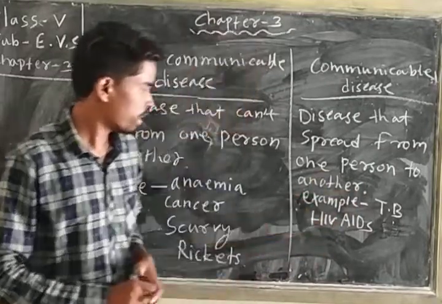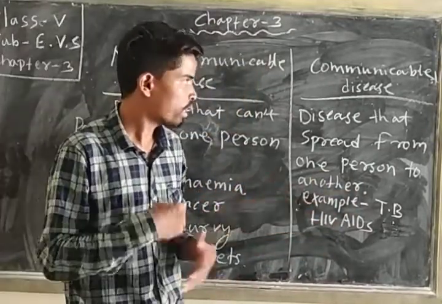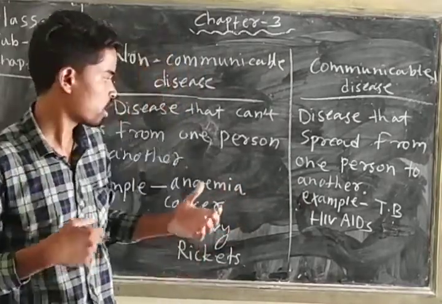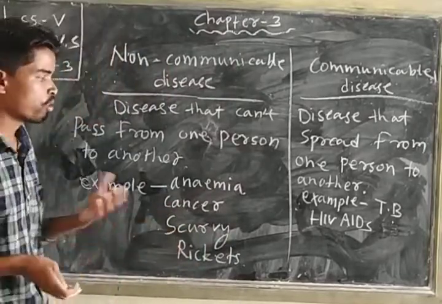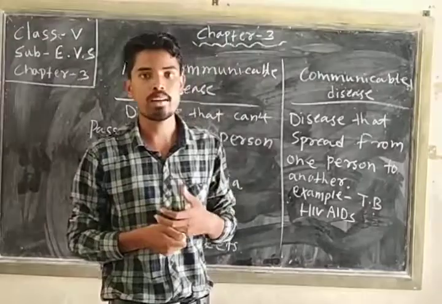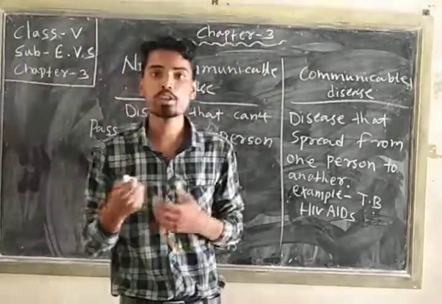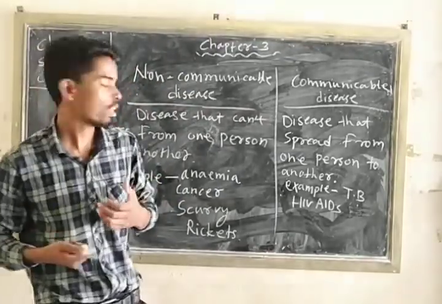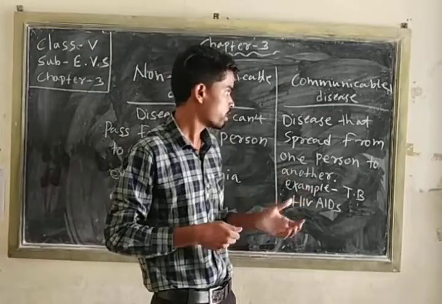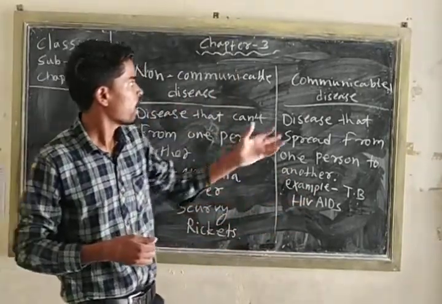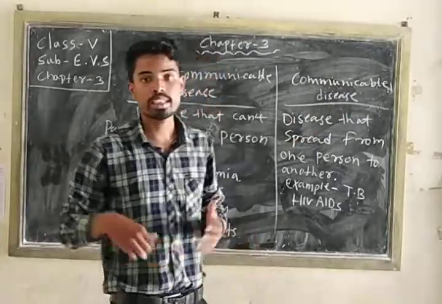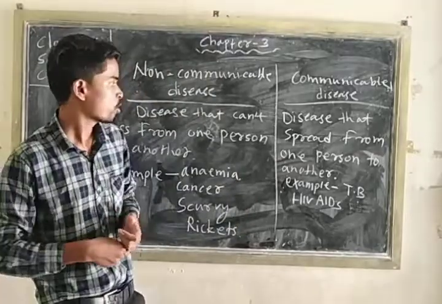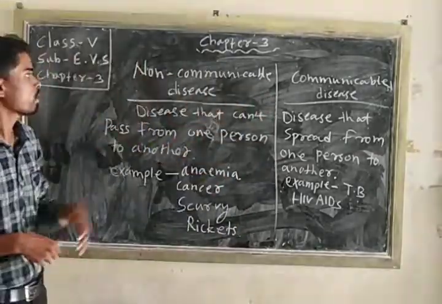Okay, and nowadays there is one type of disease caused by a virus, that is the coronavirus. Okay, and virus, bacteria, and fungi are all microorganisms. And microorganisms we cannot see with the naked eye. Okay, so microorganisms cause different types of disease. That is communicable disease, a disease that transfers from one person to another person. Okay, so these are the types of disease.